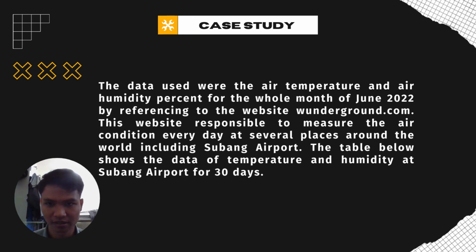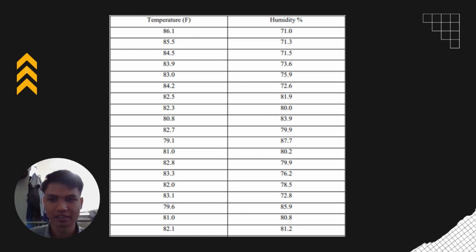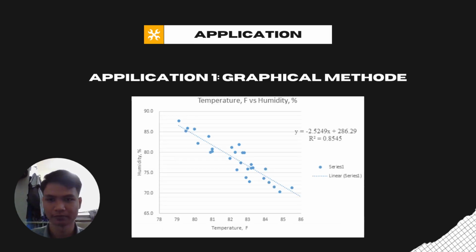Now I will explain about the case study. For the case study of our project, we are using the data of air temperature and air humidity percent for the month of June at Subang Airport, by referencing the website wunderground.com, which is the website responsible for measuring the air condition every day from several places, including Subang Airport. This is the 30-day data we get, the data of temperature and humidity percent.